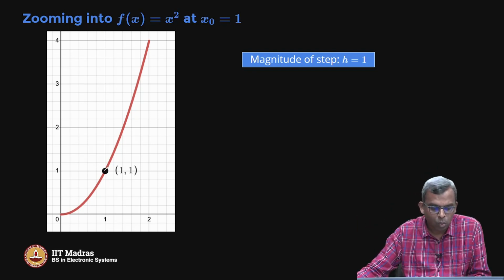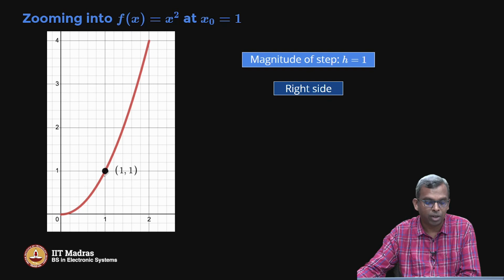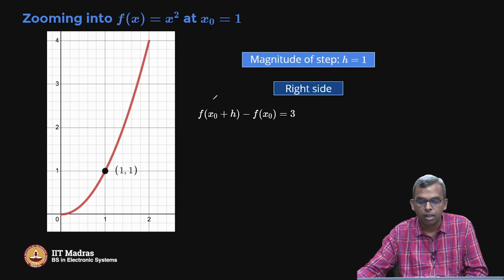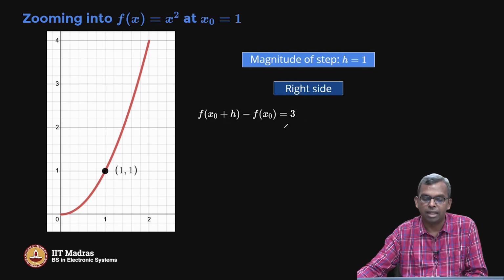Now I am going to do a very interesting calculation. I look at the right side and see how much the function has changed going from x naught to x naught plus h. That is the difference f of x naught plus h minus f of x naught, and that is 3. Easy enough, 4 minus 1, 3. The function has changed that much.